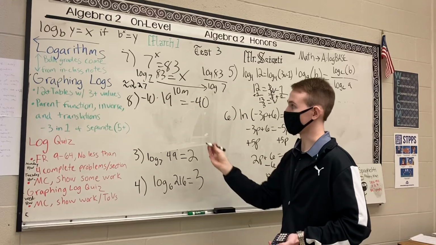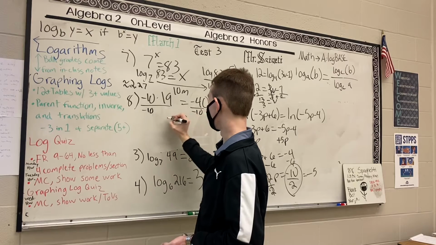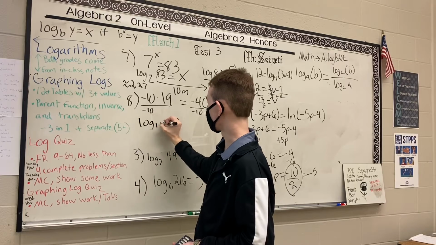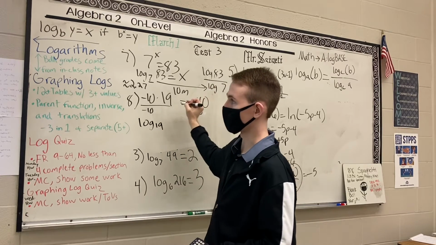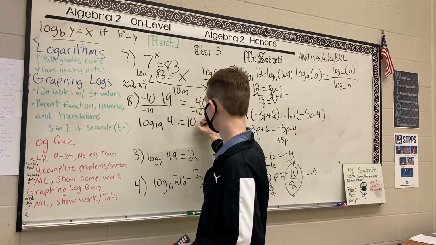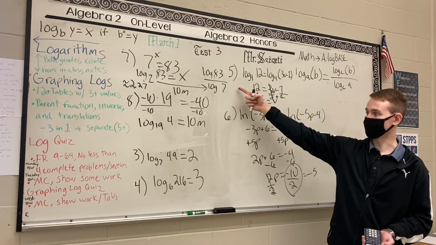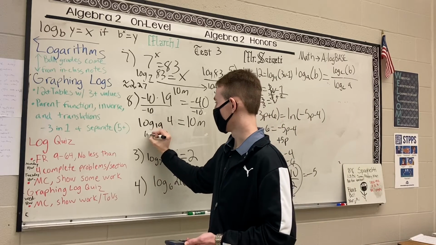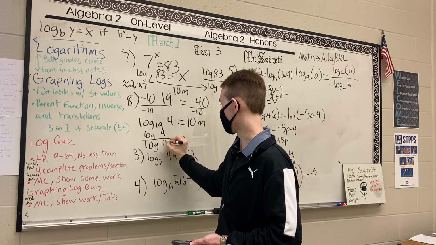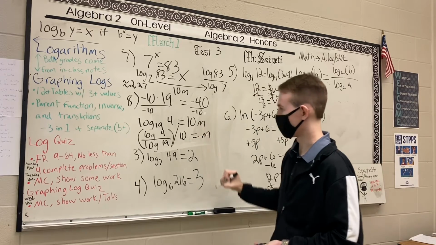So the next one, we actually have to divide first by negative 10. So it ends up with, well, I'm going to rewrite it in our logarithmic form already. So log base 19 of negative 40 divided by negative 10 is just going to be 4 is equal to 10m. So again, we'll need to rewrite this with our change of base formula. My new base is 10. So I have log base 10 of 4 over log base 10 of 19. I divide the whole thing by 10, and then I get m.